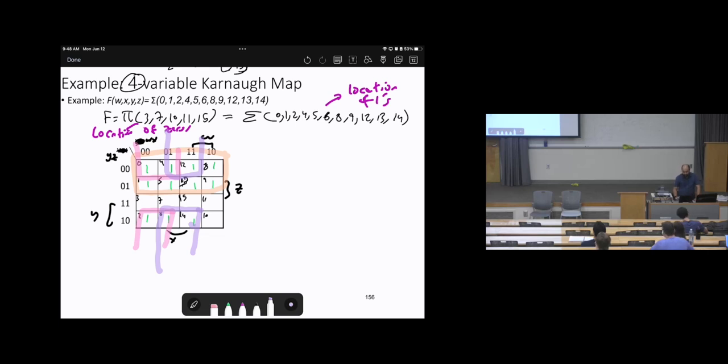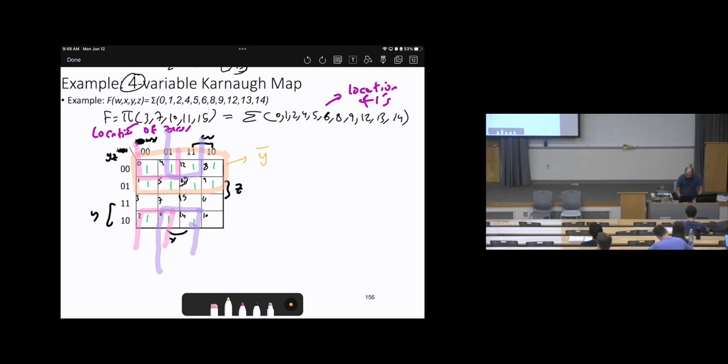Okay, so how do we write the simplification? For the first one here, since it has 8s, it should include only one variable. It's not z, because here is z and there is z bar. It's not w, and not x. Look at the y location: this is the location of y bar. So this will be y bar.